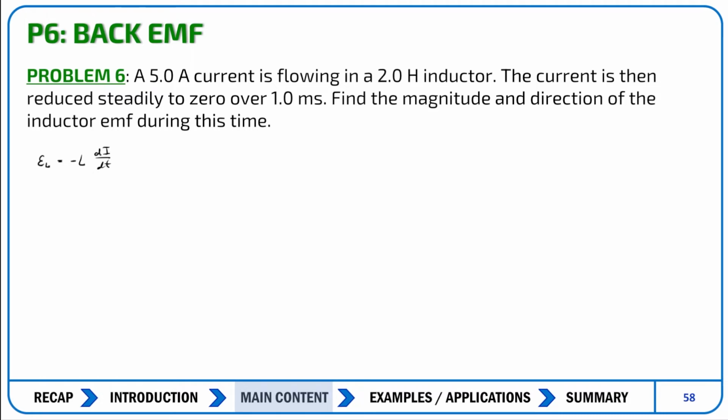So we're already given all this information. We know L is equal to 2.0 H. We know dt is equal to 1.0 millisecond. And we know that di is equal to 5.0 amps. So we could just plug in everything: minus 2.0, and then we have 5.0 amps over 1.0 milliseconds. And that gives us 10,000 volts. And it should be negative, but we're just looking for magnitude. And that is our answer.